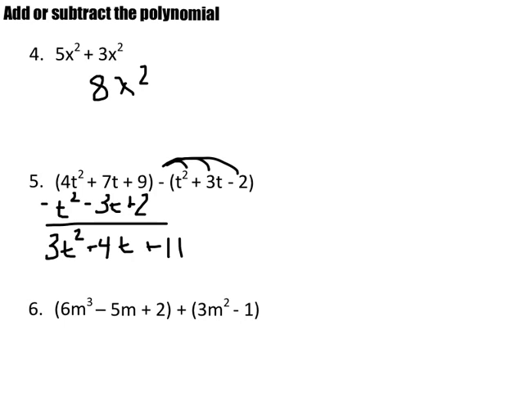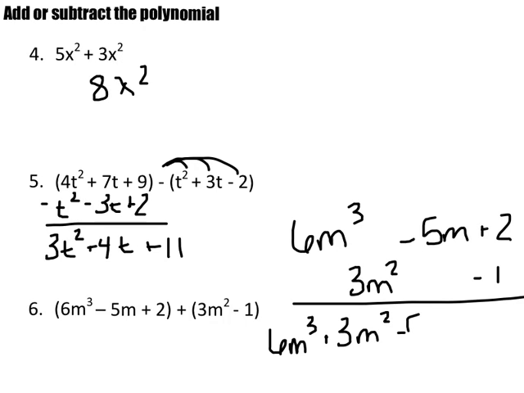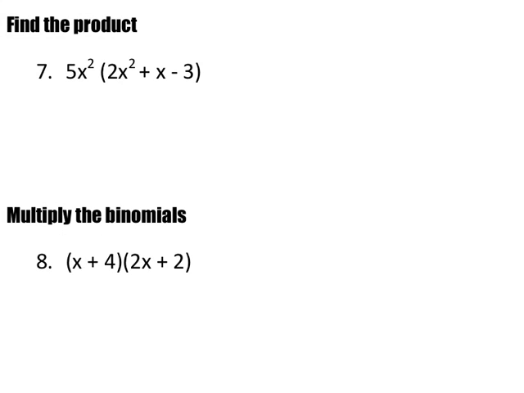Number 6, again, we only want to combine our like terms. So I'm going to write it over here on the side. 6m to the 3rd power minus 5m plus 2. Line up our 3m squared. Remember, 3m squared, there are no other like terms, so I'm going to stick it somewhere where I won't combine it with something else. Minus 1, so we get 6m to the 3rd power plus 3m squared minus 5m plus 1. Find the product. So we need to distribute this 5x squared.